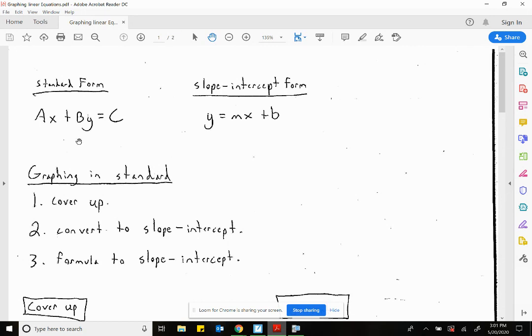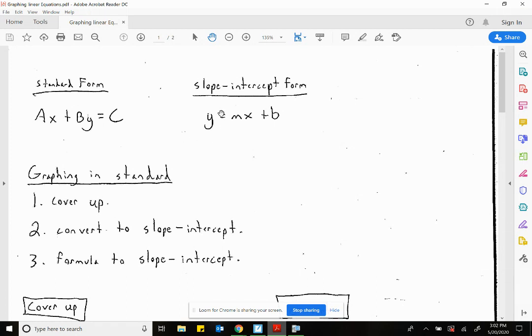So what's the big difference that you see between these two? I'll give you a hint. It deals with the x's and the y's. That's right. Hopefully you noticed that in standard form, x and y are on the same side. When it comes to slope-intercept form, they are on opposite sides of the equal sign. Same side of the equal sign, opposite sides of the equal sign.